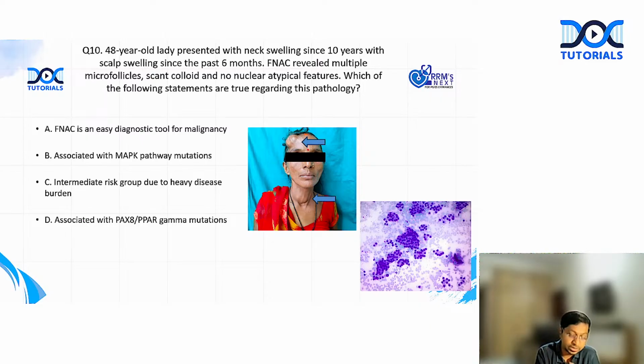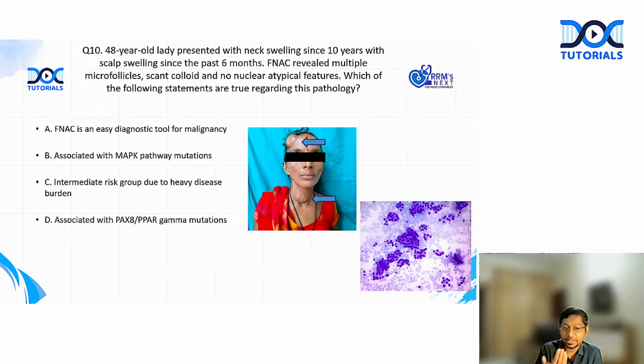That's more associated with papillary thyroid cancers. On the other hand, you have the PI3K AKT pathway, which is more commonly associated with follicular lineage lesions. So basically, this is a follicular thyroid cancer. So that's more commonly associated with a PI3K AKT pathway, not associated with a MAP kinase pathway mutation.